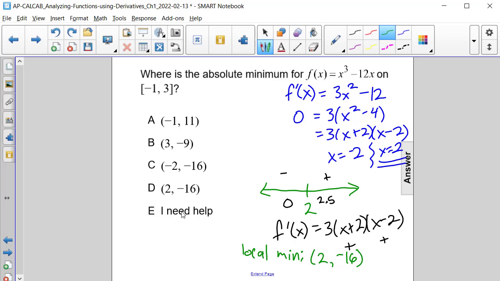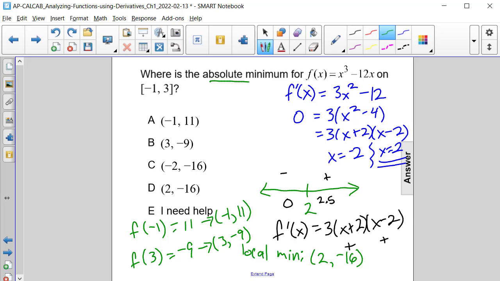Now let's also test our endpoints. So the function evaluated at -1 and the function evaluated at +3. For -1, -1 to the third is -1, minus 12 times -1 is -12, so that becomes -1 plus 12, which is going to be +11. So we have the point -1, 11, and then if we substitute 3 in, we'll get 27 minus 36, which is -9. So we have the point 3, -9.